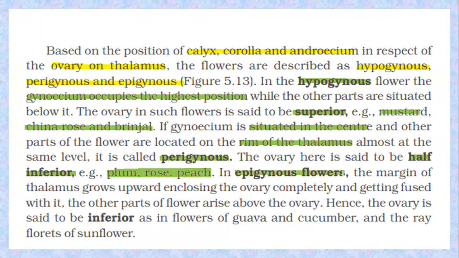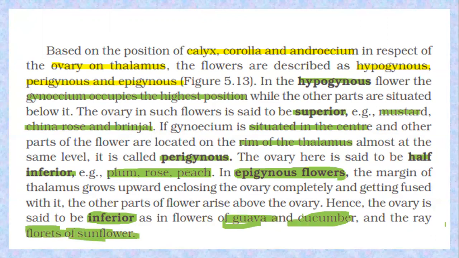In epigynous condition, what happens? The thalamus grows upwards. The ovary will be in the inferior condition. So you'll find an inferior ovary as in the flowers of guava, cucumber, and ray florets of sunflower.